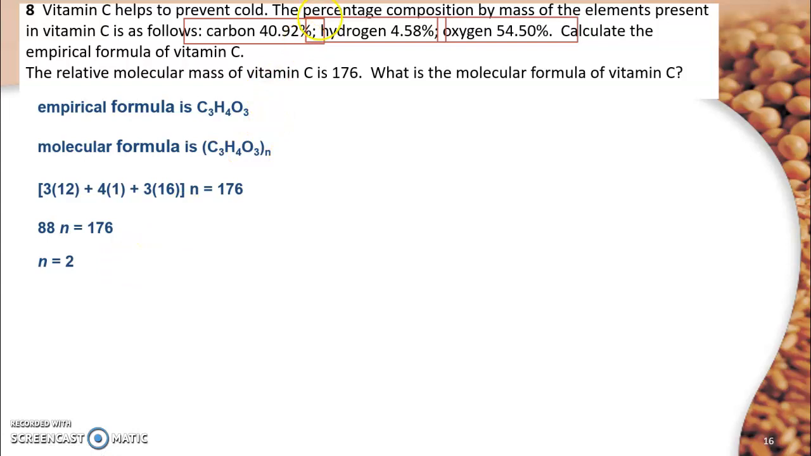This means that for my molecular formula, it will be C6H8O6, because I need to multiply all these numbers by 2. This is how you go about calculating the molecular formula of vitamin C. With that, I will stop here. This is what you need to learn for this section, empirical and molecular formula.